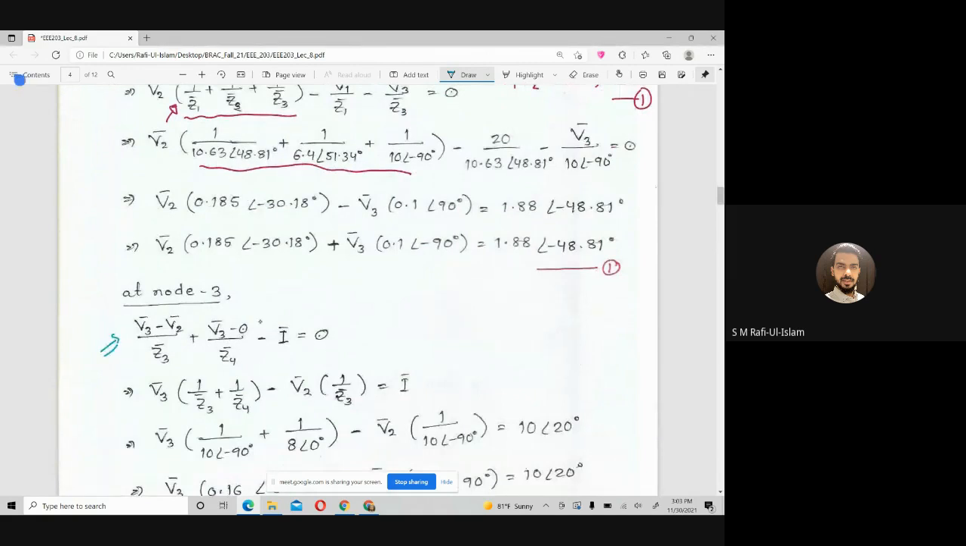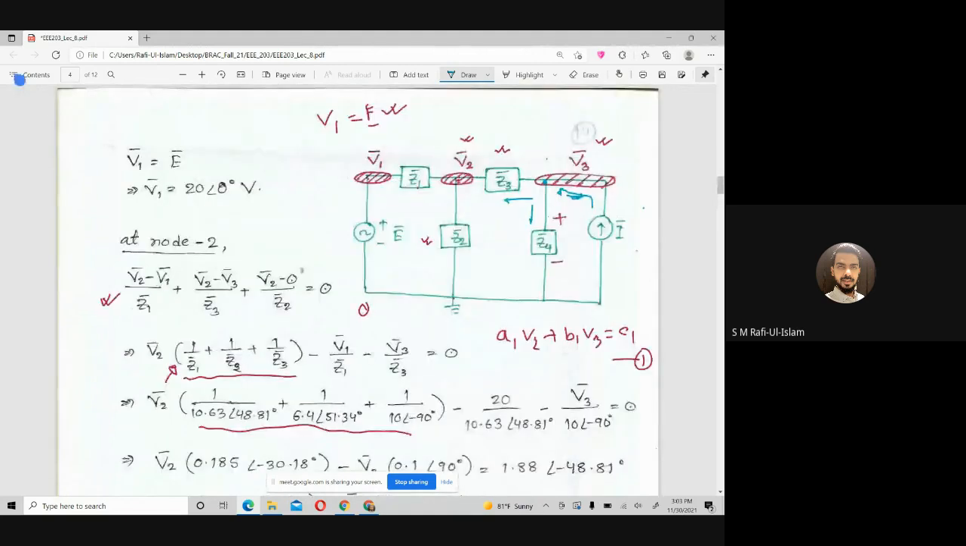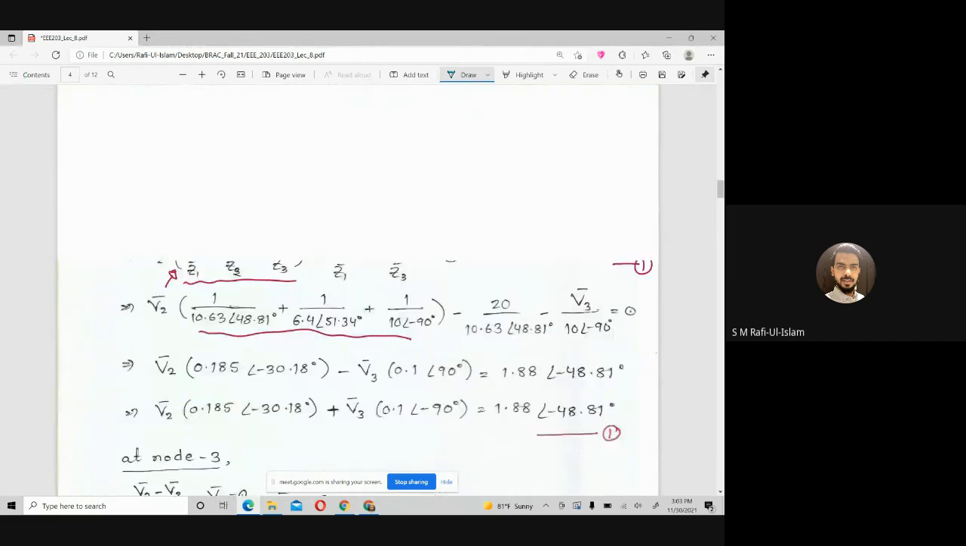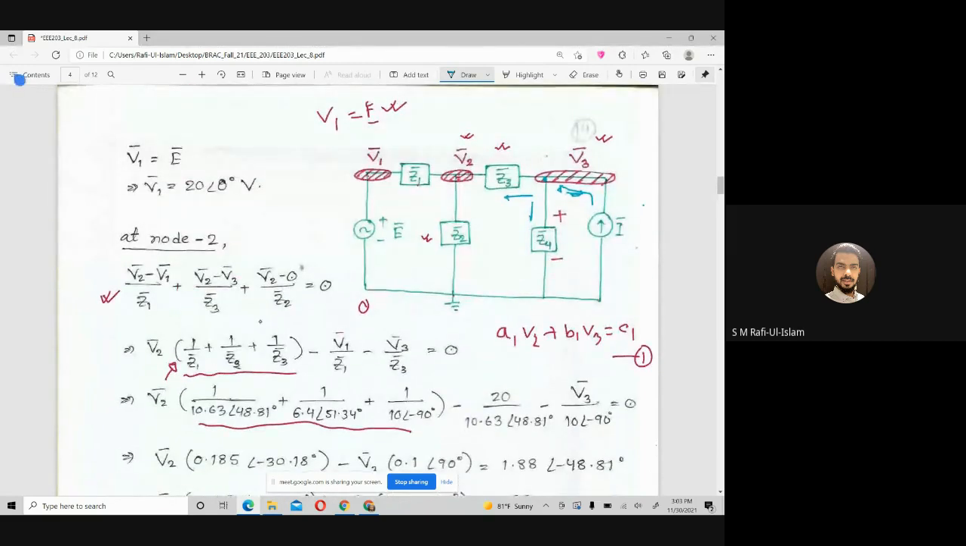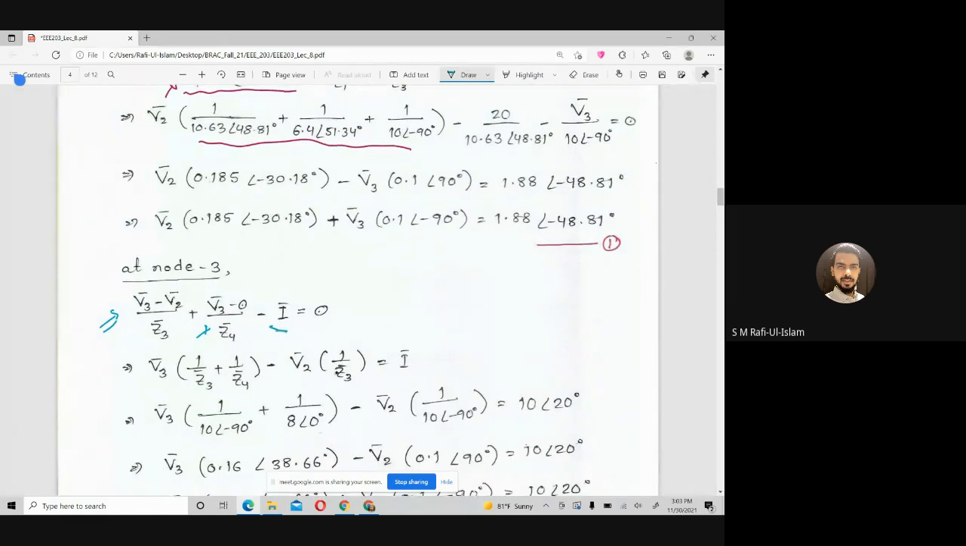V3 minus V2 divided by Z3, and then V3 minus 0 divided by Z4. That is the leaving current that I said. And since this current source is entering, I will just write negative I. Do you understand this part?